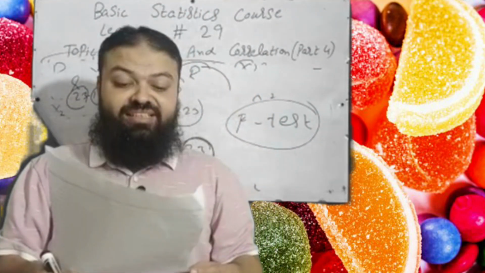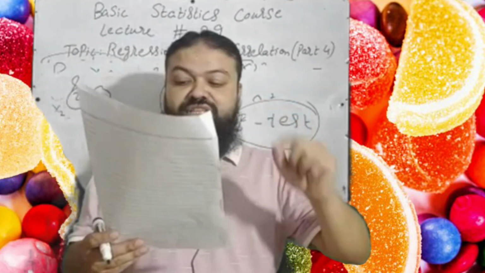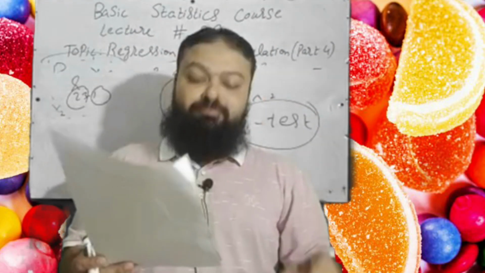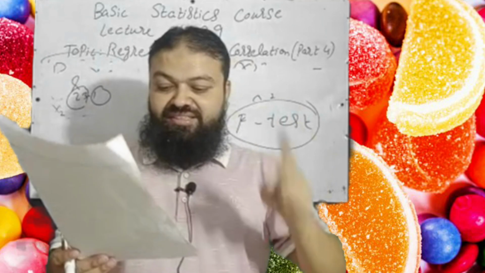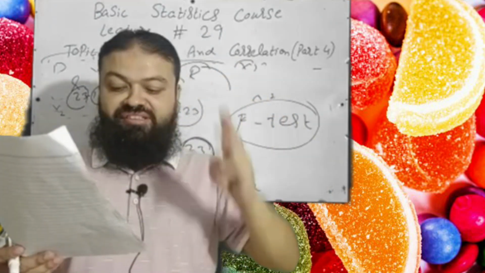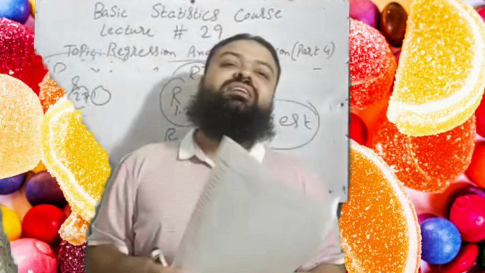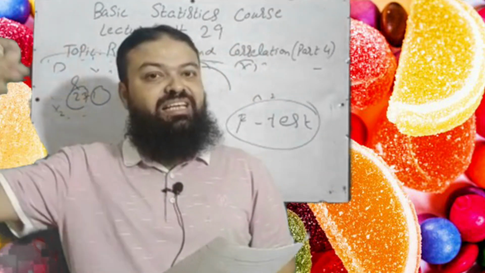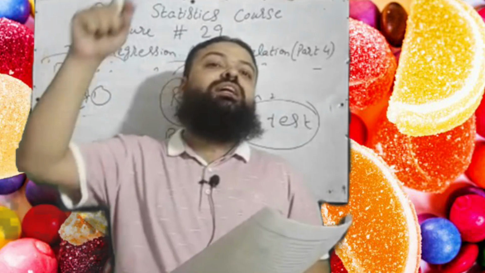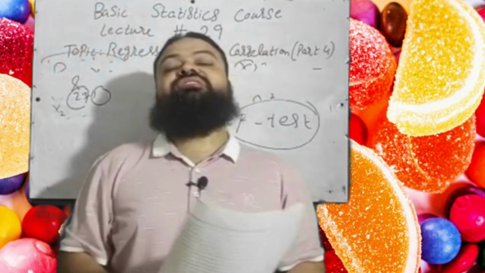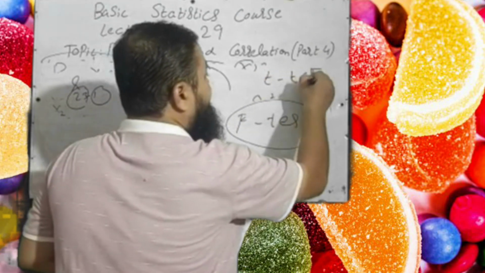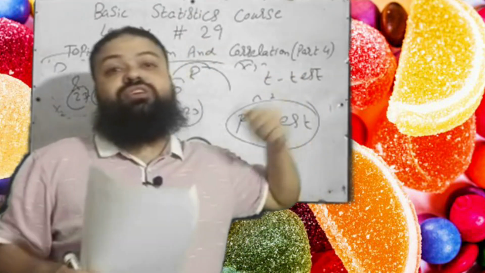Question number 14. Significance of partial correlation coefficient can simultaneously be tested by A, T test, B, Z test, C, chi-square test, D, F test. Dear students, multiple correlation coefficient is tested by the F test and significance of the partial correlation coefficient is tested by T test. T test is the correct option in the exam. A very important question.